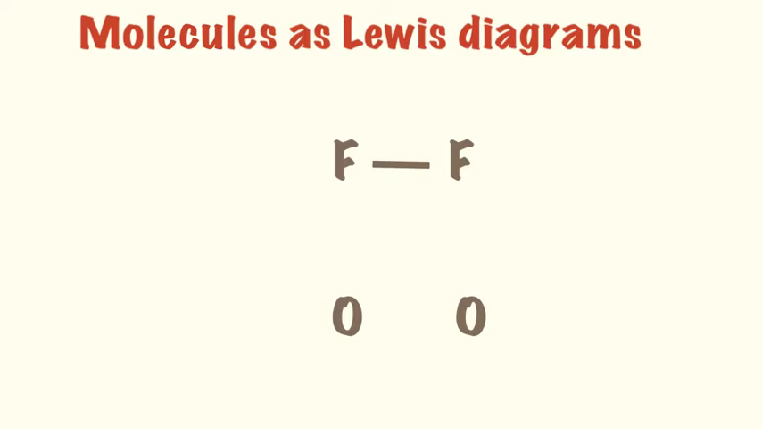But that's not a Lewis diagram, because a Lewis diagram shows all of the electrons around all of the atoms. At the moment, I'm only showing two electrons. So let's show the rest around this fluorine atom. There you are, there's one pair, two pairs, and there's the third pair. I'm just going to fix these up a little bit so it's a little bit tidier.